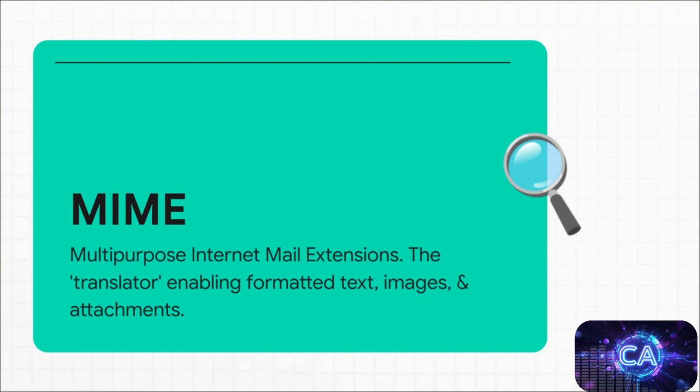And finally, let's talk about the unsung hero of your inbox, MIME. You know, before MIME came along, email was just plain, boring text. That's all you could do. MIME is the standard that basically acts as a universal translator, letting your email client handle things like bold text, attachments, images, and even different languages. It is literally the reason our email looks the way it does today.